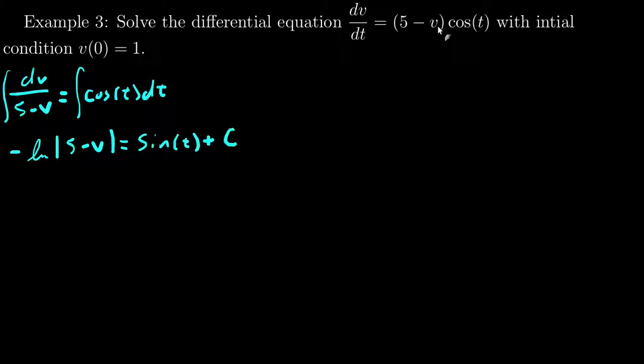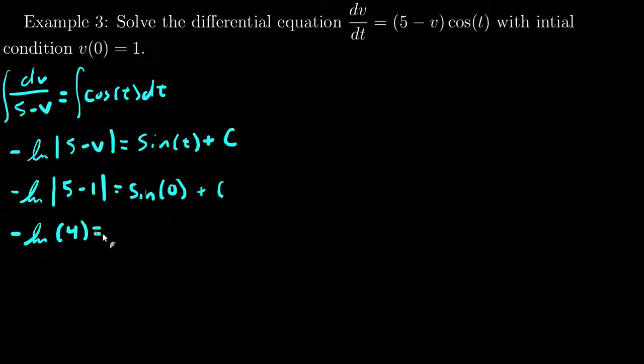At this point, I'm going to use my initial condition. So I'll put in 0 for t, 1 for v. So I have negative natural log of the absolute value of 5 minus 1 equals sine of 0 plus c. Sine of 0 is, of course, 0. 5 minus 1 is 4. Absolute value of 4 is 4. So I'll get the negative natural log of 4 is equal to c.